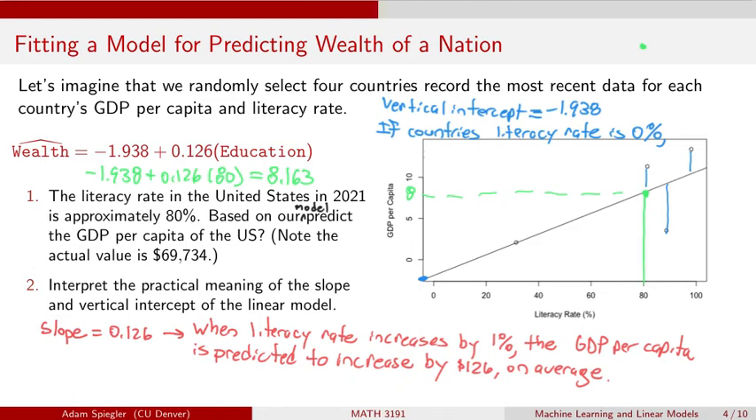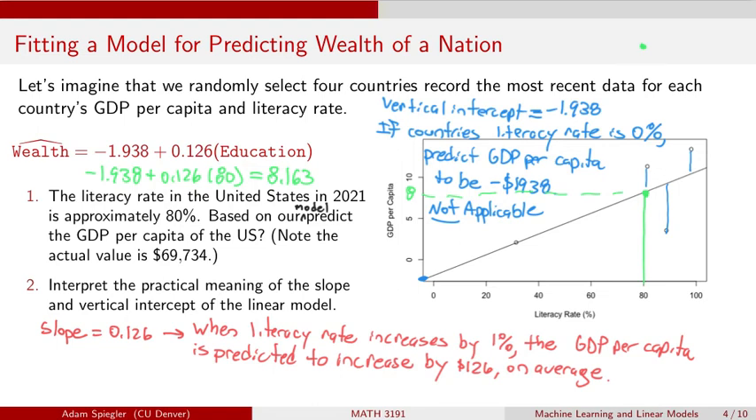So in this case, we're saying if a country's literacy rate was equal to 0, then this is telling me what their predicted GDP per capita would be. So if their literacy rate is 0%, then the predicted GDP per capita is going to be negative $1,938 approximately. And so in this case, what does it mean to have negative GDP per capita? Probably not much. And what does it mean for the literacy rate of a country to be 0%? Well, luckily, there are no countries that have a literacy rate so low.